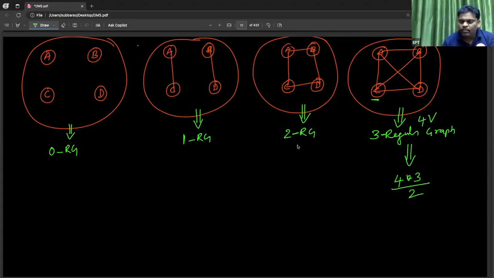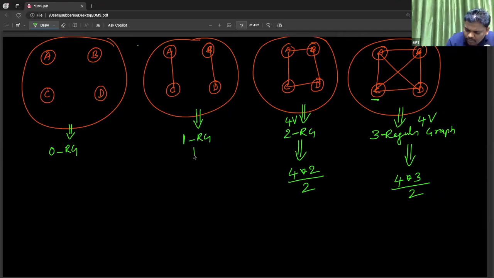In the similar way, this is also a 4 vertex 2 regular graph. That means 4 people there, every person degree 2. What is the meaning? 2 plus 2 plus 2 plus 2, 4 times. This is the sum of degrees. Divide by 2, you will get the number of edges. So 4 into 2 by 2, the 2s cancel, 4. Next one, 4 into 3, 12 by 2, 6. If you want, you can verify.